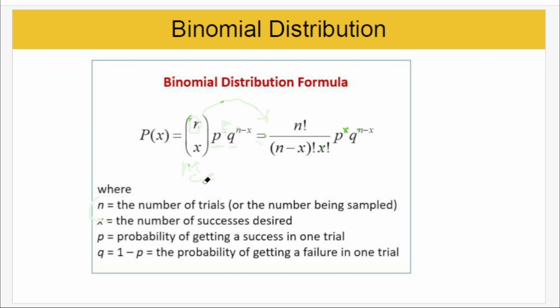Now only one concluding remark before we end. This is a very, very powerful distribution. What are the important things you should know before using the binomial distribution? Your experiment should have only two possible outcomes. What are they? Success and failure.